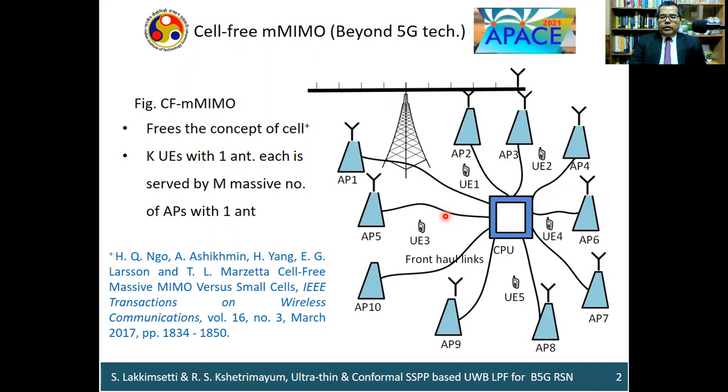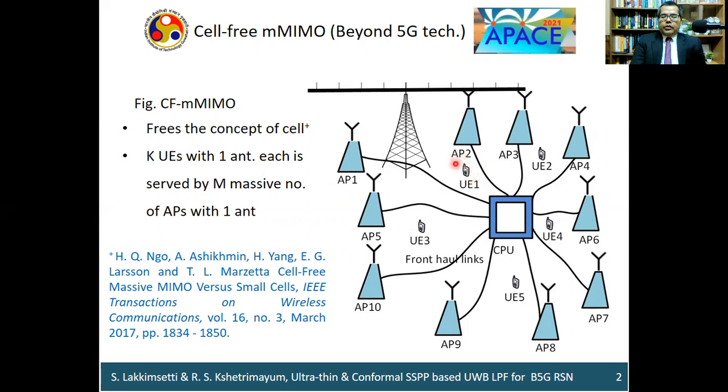For example, if you consider mobile user 1 here, it will be surrounded by access points 1, 2, 3, 4, and so on. This user can communicate to the nearby access points, and those signals will be transferred to the CPU through the fronthaul networks, and the CPU will do all the processing. The basic idea is that when you distribute the antennas at the base station to many access points, you have huge diversity gain at the base station side also. Because of that, there will be a huge improvement in performance.